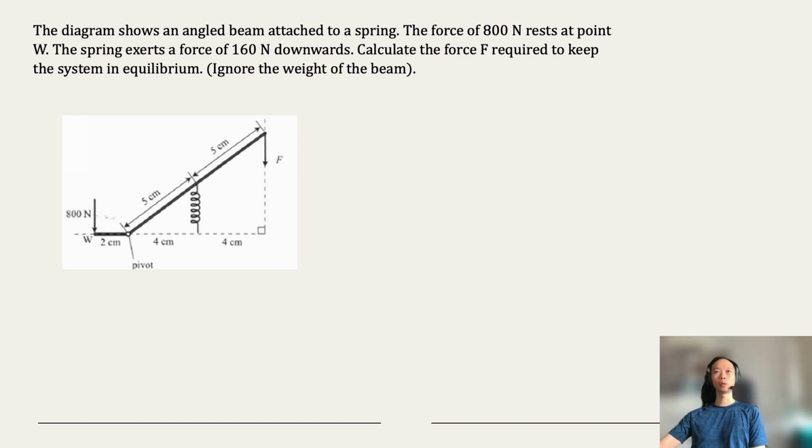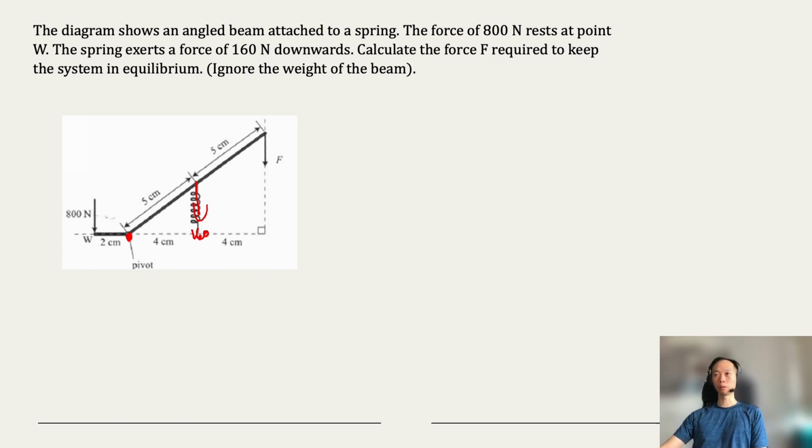So what we have here is an angled beam attached to a spring. The pivot is given here, so this is one of those easier questions where the pivot is shown. We can see here that there are several forces acting. First of all, we have an 800 Newton force acting down on this end, and then the spring is pulling down with 160 Newtons, and then we have one unknown force which we're supposed to find here.